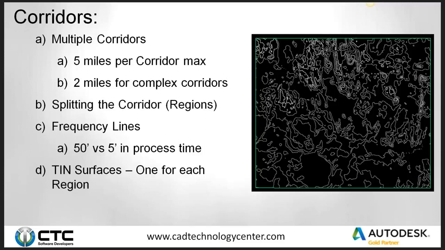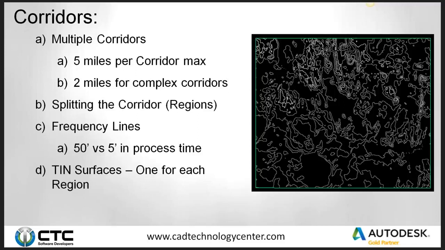Another thing that you can do to save time or help speed things up is you can literally create a TIN surface for specific regions. So I might have a region on the first 2,000 feet and then another region for the next 2,000 feet. Create a TIN surface just for that one region, turn it off, set it to no display. When you're not in that region, it's going to speed up your processor.